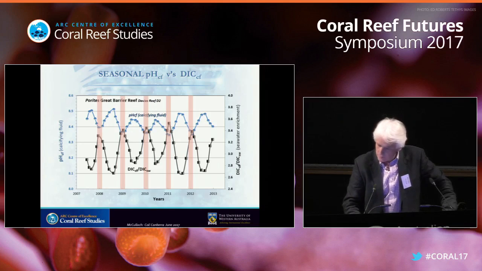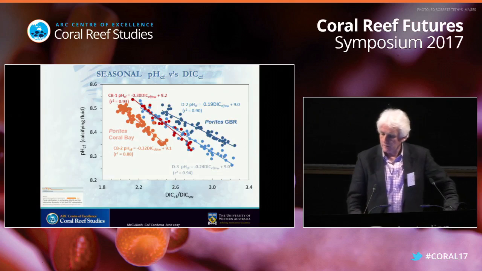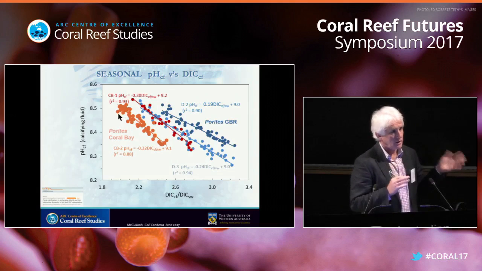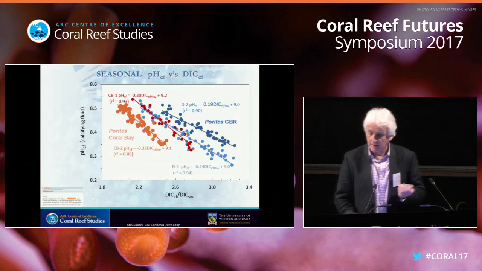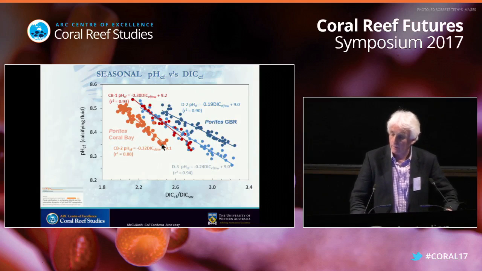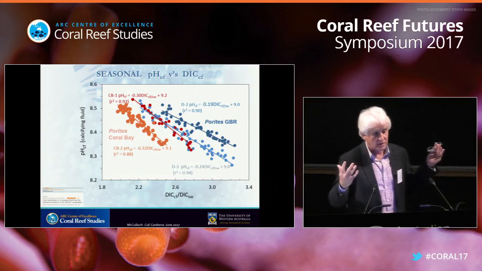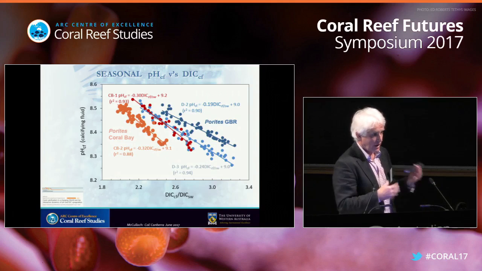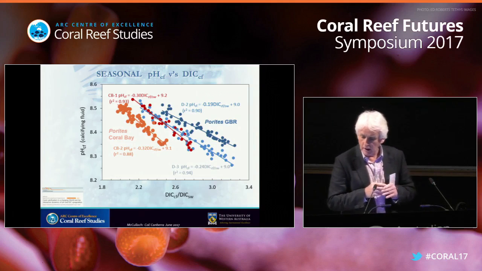And let's pursue that. If you look at the relationship between the DIC enrichment and the pH, you see this is an incredibly strong linear control. The different colours show the different Porites corals. So the blue are from exactly the same reef, Davies Reef, and the red and the orange are from Coral Bay, living 10, 20 metres apart. So it's not a seawater variation. These guys have slightly different biologic controls.